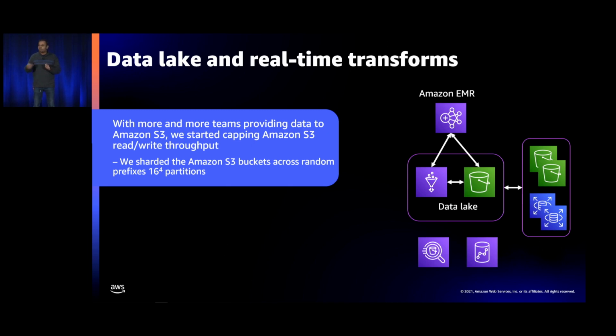The writes went up higher and higher, and S3 capped us at 3,500 writes per second. With more complicated jobs running, S3 capped us on the reads at 5,500 reads per second, if I remember correctly. The solution was that we randomly added a prefix to the S3 buckets and started writing to 16 to the power 4 buckets.